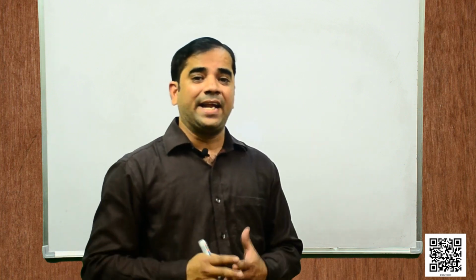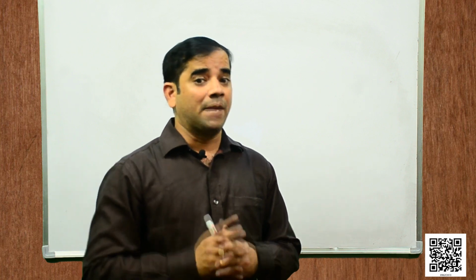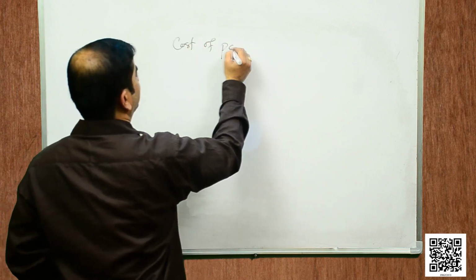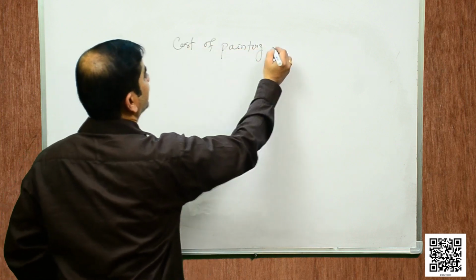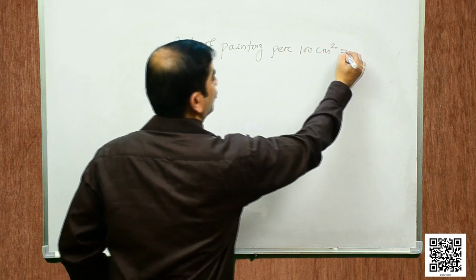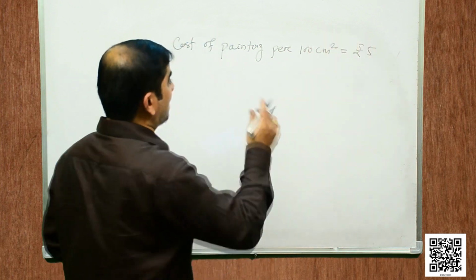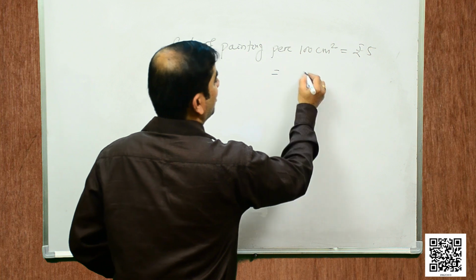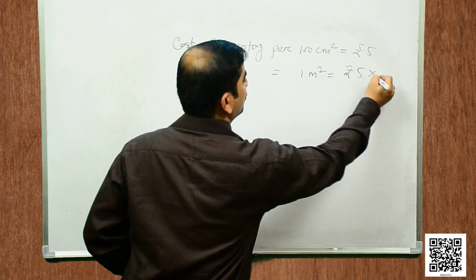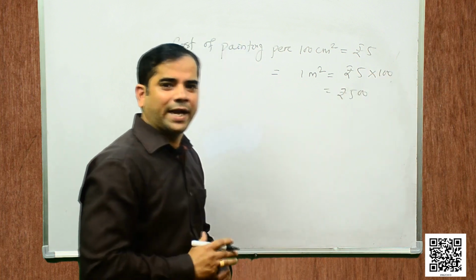Now, cost of painting 100 centimeter square is rupees 5. So, cost of painting 1 meter square is equal to, let us find it out. Cost of painting per 100 centimeter square is equal to rupees 5. So, cost of painting 1 meter square is rupees 5 into 100, that is rupees 500.